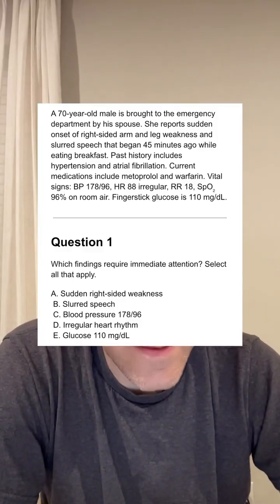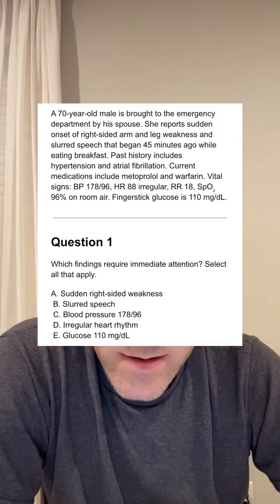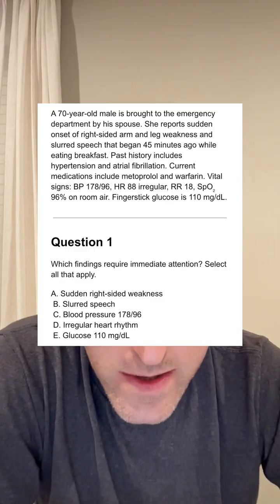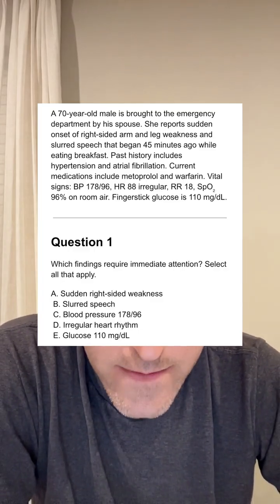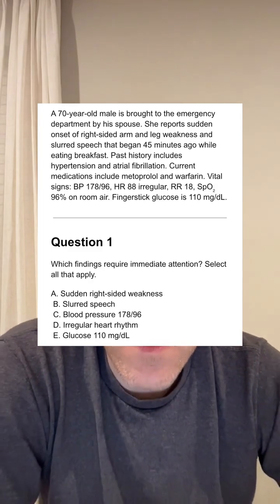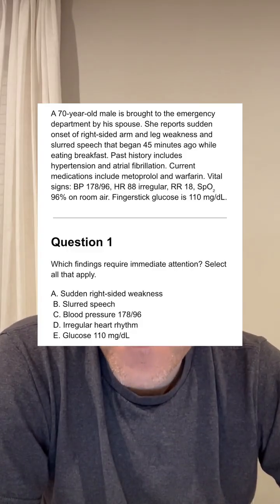Which findings, select all that apply, require immediate attention? All right, so here, again, what's the clinical judgment skill of question 1 of a case study? Recognize cues. All right, recognize the cues.